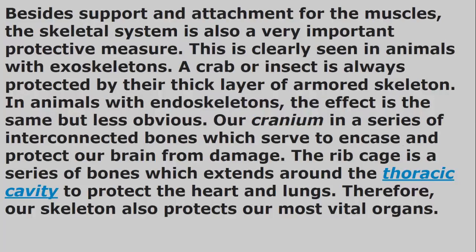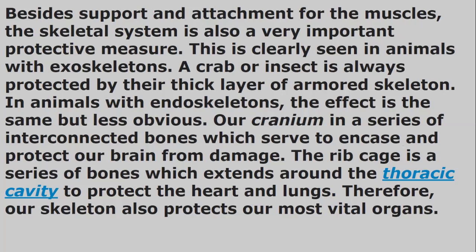Besides support and attachment for the muscles, the skeletal system is also a very important protective measure. This is clearly seen in animals with exoskeletons. A crab or insect is always protected by its thick layer of armored skeleton. In animals with endoskeletons, the same effect is present but much less obvious.